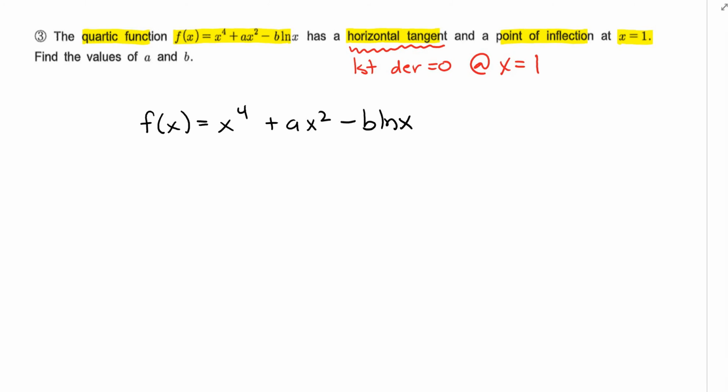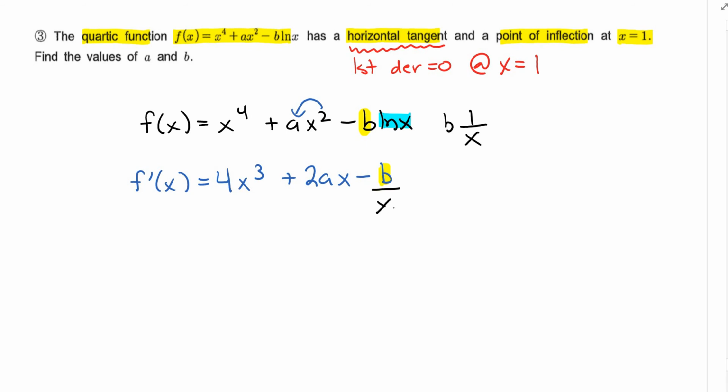I need to take the derivative of this, and if I take the derivative of this, this will be 4x cubed plus, now 2 times a would be 2ax minus b. Now, b is just a constant, so the constant remains, and then the derivative of ln x is 1 over x, and 1 over x times b will be b over x. So that's my first derivative.